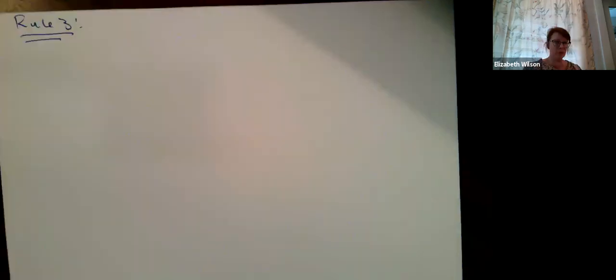So let's move on. We're going to talk about rule 3. All right, so rule 3. This is the rule we're going to use when we want to count the permutations when the objects are not all distinct. So I'll put rule 3 in a box here.